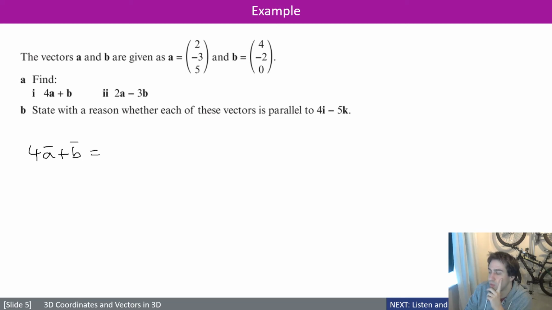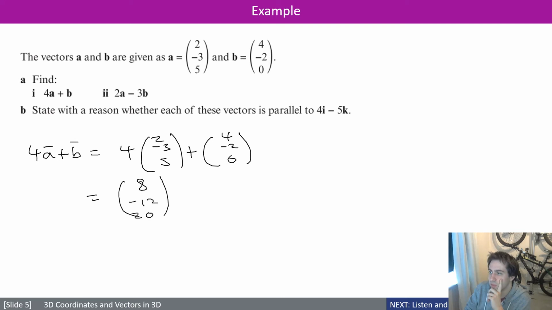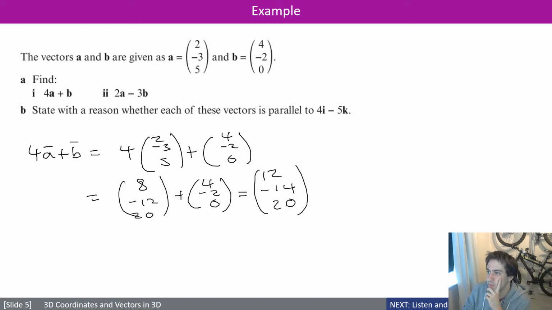We're using exactly the same logic as before, which is when you multiply by a scalar, you multiply all components by that scalar. And when you add two vectors, you add all of the components again: add the x, add the y, and add the z. So we should get the following. Let's write that there. That's 12, minus 14, 20.